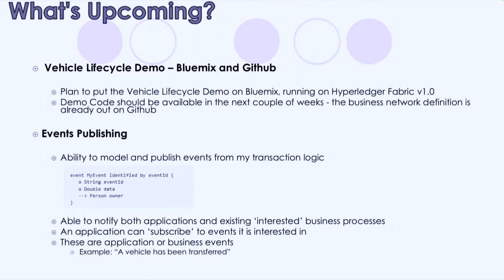But because we're model-driven people, obviously we want to model the events. So what you can do now in the Composer modeling language is you can define the structure of an event. So event, my event, identified by an event ID. And you can put all the data that you want to capture in that event in the model. So it could be primitive types, relationships, everything that you can do essentially in a transaction, you can do in an event. And then in your transaction processor function, you can create a new instance of the event, set its fields, and then simply emit it.